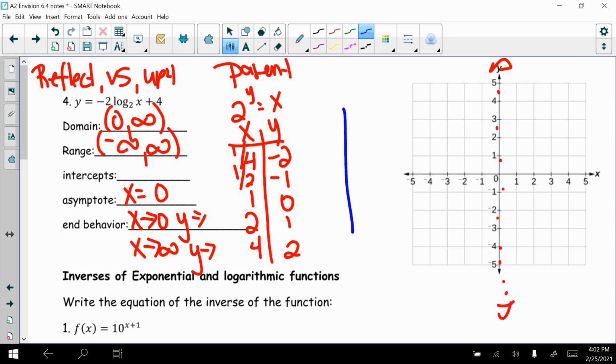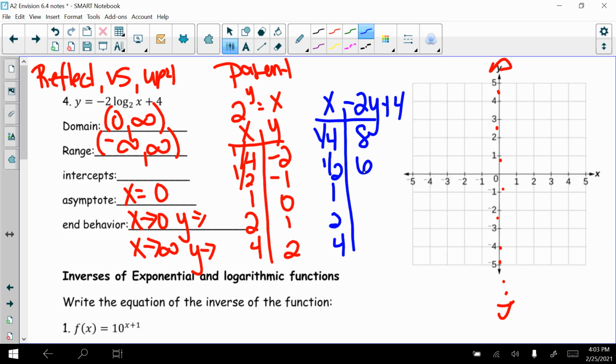So my new one, reflection, vertical stretch, and up 4, those are all y's. So my x's stay the same. So we're going to do negative 2y plus 4. So we're going to multiply all of our y's by negative 2 and then add 4. So negative 2 times negative 2 is 4. 4 plus 4, 8. Negative 2 times negative 1 is 2.